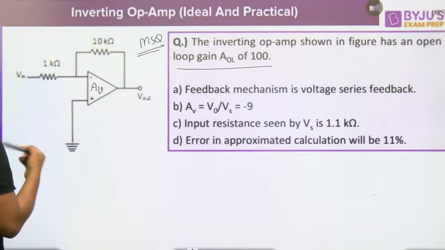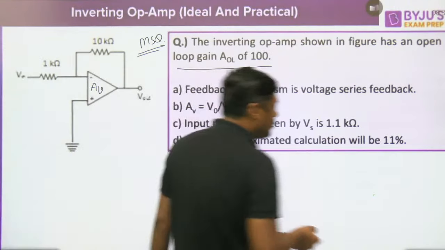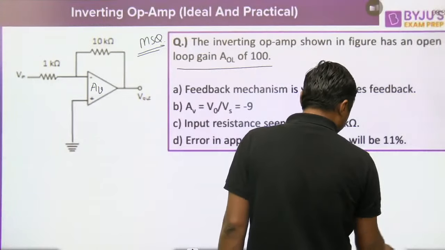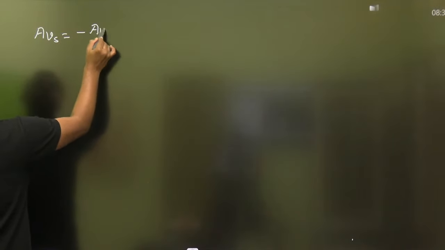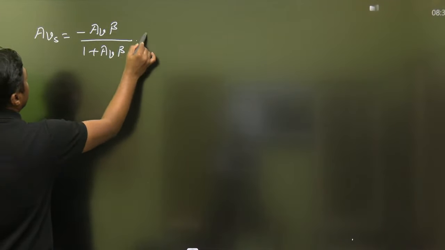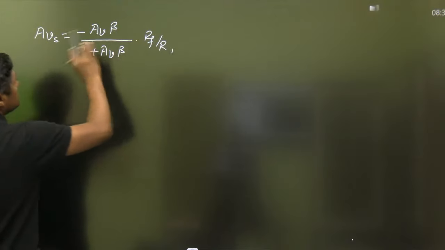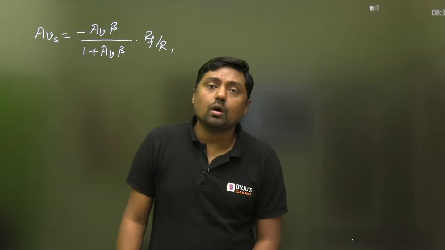When the gain is given as 100, we have to use exact analysis. And what is the exact analysis? Simply, you can draw the equivalent circuit of the operational amplifier, or directly for this particular question you can remember the exact formula for the gain: AVS is equal to minus AV beta upon 1 plus AV beta into RF by R1.